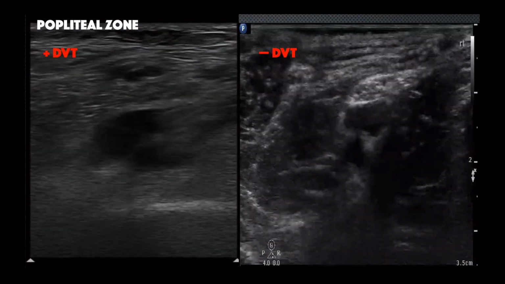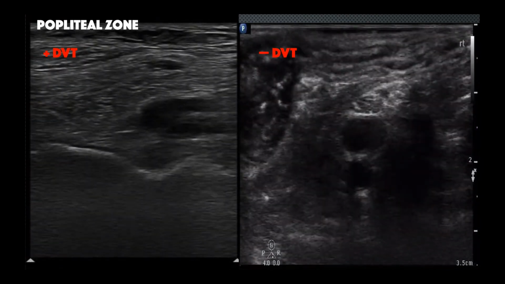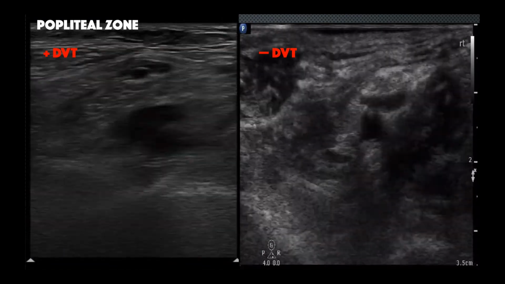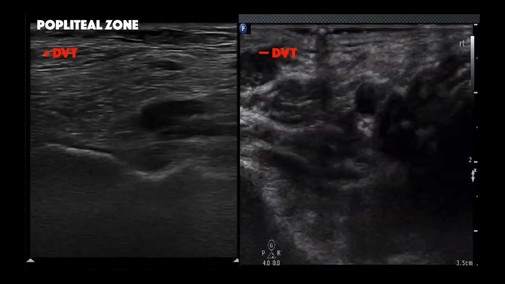This is an example of a clot in the popliteal vein. Notice the lack of compression of the popliteal vein, which is on top of the artery. You do not see the actual clot itself because it is likely relatively new and anechoic.